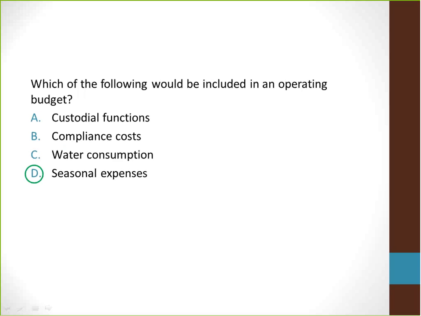Operating budgets include payroll, administrative expenses, supplies, taxes, insurance, and seasonal expenses such as lawn care. Custodial functions such as trash removal are included in a maintenance and repair budget. The cost of compliance with government regulations is in a management budget, and water consumption is part of the utilities budget.